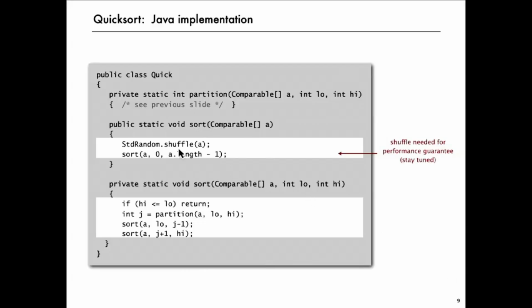And then it calls the recursive method that takes as arguments the limits of the subarray that's going to be sorted. So then partitioning simply does the partitioning, tells us which element is in position, and then recursively sorts the left part, that's low to j minus 1, and then the right part, that's j plus 1 to high. That's a complete implementation of QuickSort.